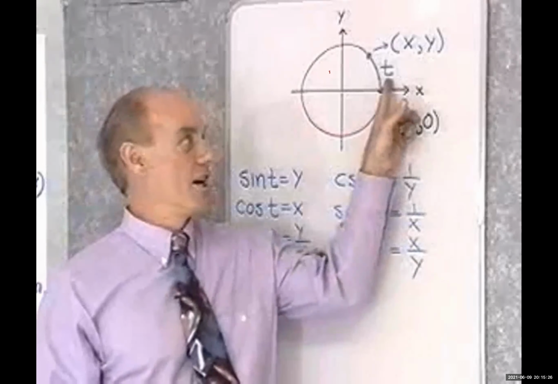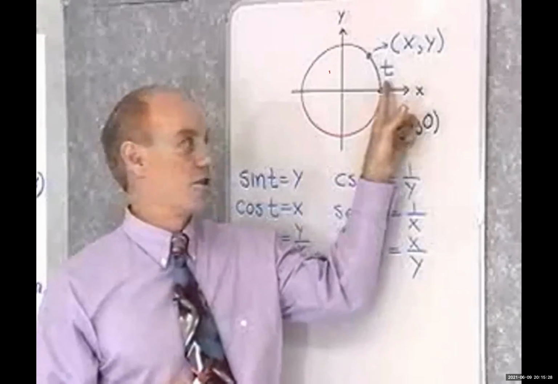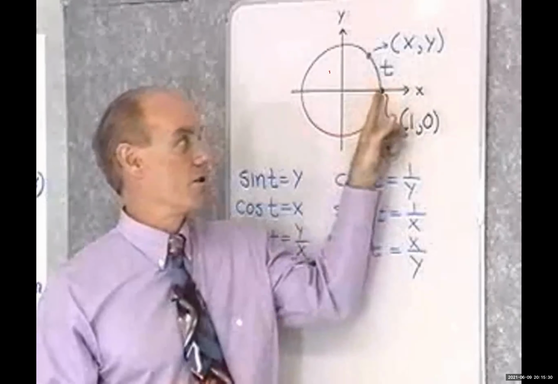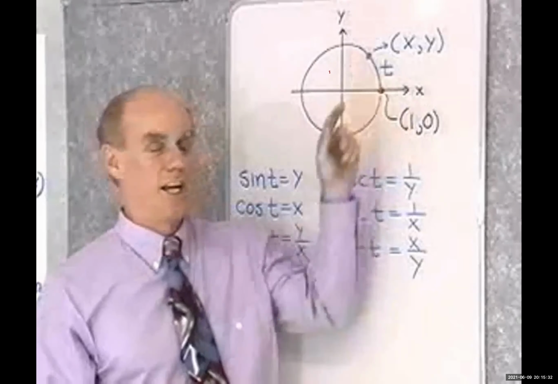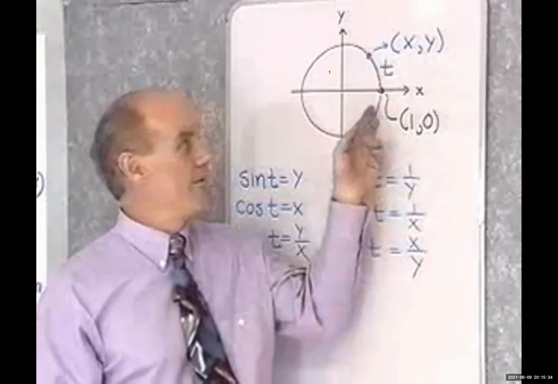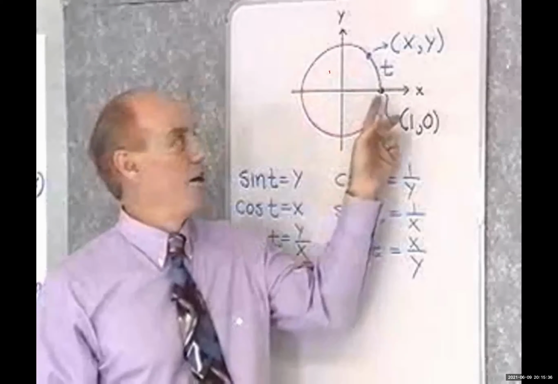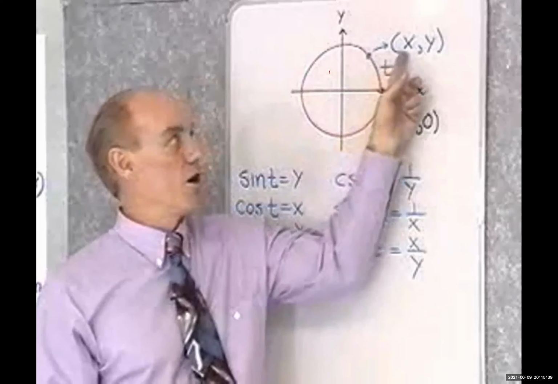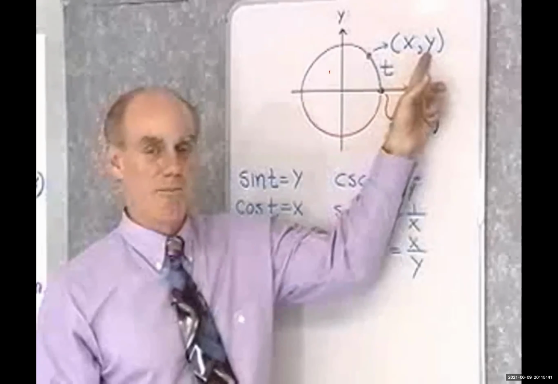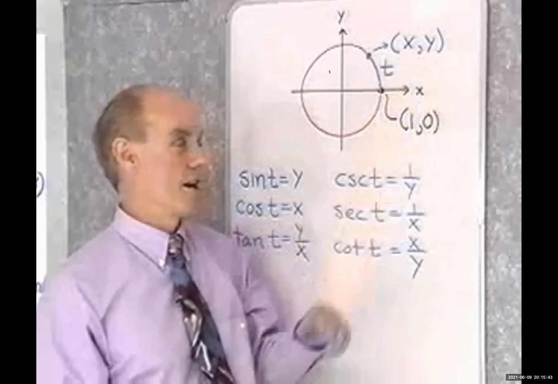Now, t is not an angle here. It's a real number measure. It's a length along the circumference of the unit circle, starting at (1, 0) and ending at the point (x, y). If I'm on the unit circle, then the coordinates of any point on the unit circle are cosine t and sine t.